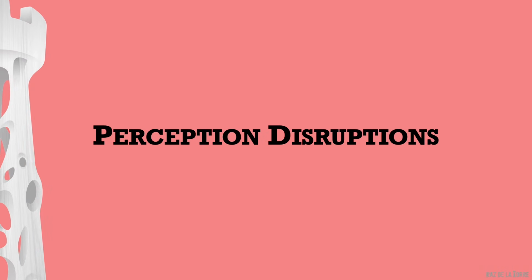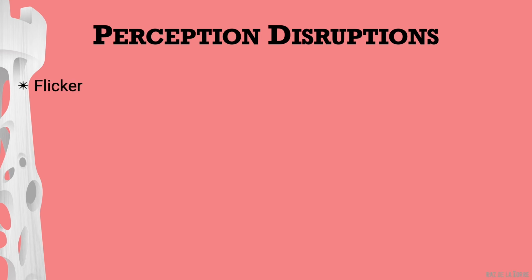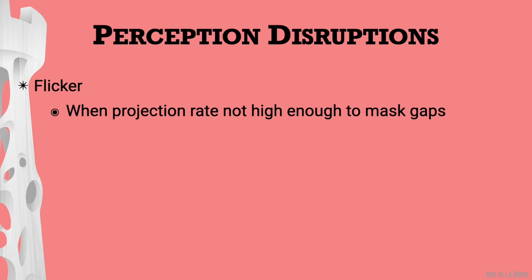Now, what happens when the illusion created by persistence of vision is broken? One common form of disruption is flicker. This is the visible pulsing or flashing caused by irregular or insufficient exposure timing. Flicker occurs when the shutter doesn't block and reveal light smoothly, or when the projection rate isn't high enough to mask the gaps between the frames.